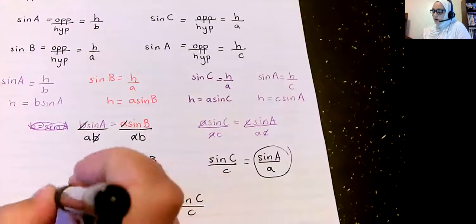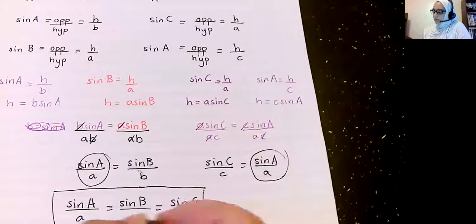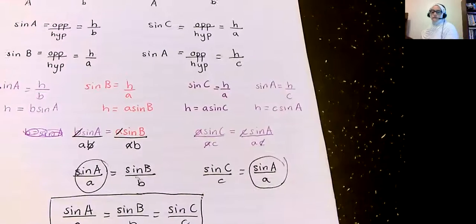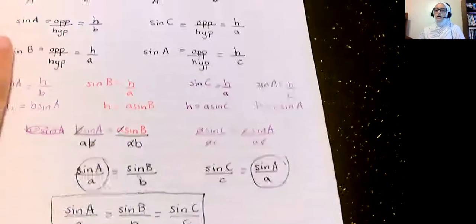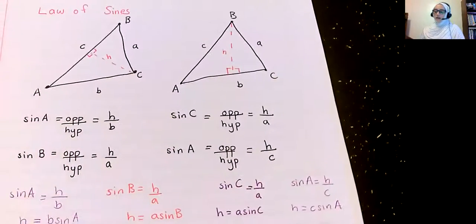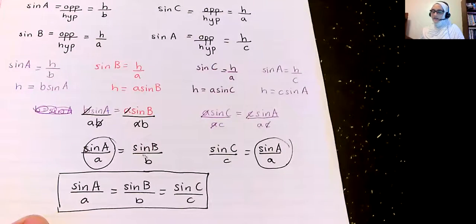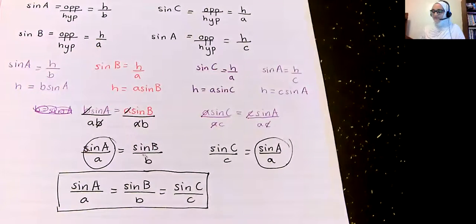All right, so this is where our law of sines comes from. And that is how we are able to use sine to solve for values in triangles that don't have right angles. We just made our own right angles, right? And we get this nice, neat little formula that we get to use.